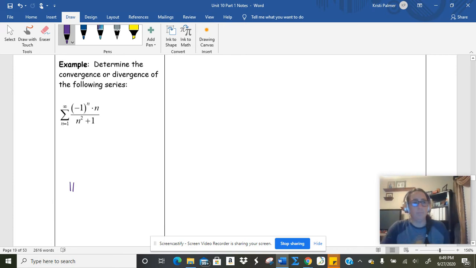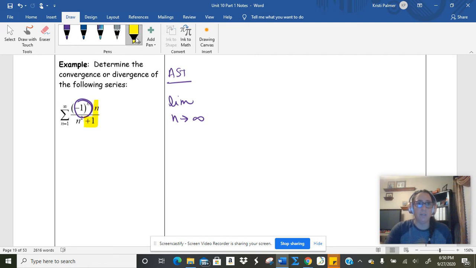Okay, let's look at the next one. This just wants me to determine it. And I see that it has the alternating part. So since it has that alternating part, I know I'm going to try the alternating series test. We have to do two things. We have to take the limit as n goes to infinity of the a sub n part, which is the non-alternating part. So that a sub n is going to be n over n squared plus 1. That limit is 0. So far we know nothing. Just remember, just because the limit is 0, we know nothing about convergence or divergence.